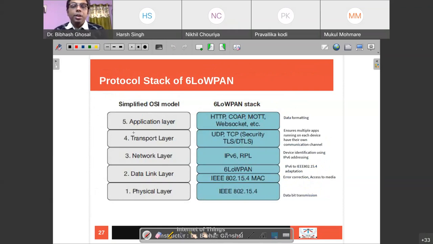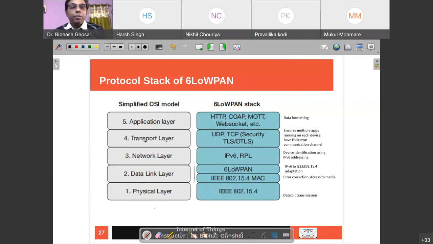So here you see the 6LowPAN stack, which is compared with the usual OSI model. And as in the case of the simplified OSI model, which is shown to be of 5 layers instead of 7 layers here, the equivalent 6LowPAN stack is also of, let's say, 6 layers in this case, where the data link layer is divided into 2 layers.